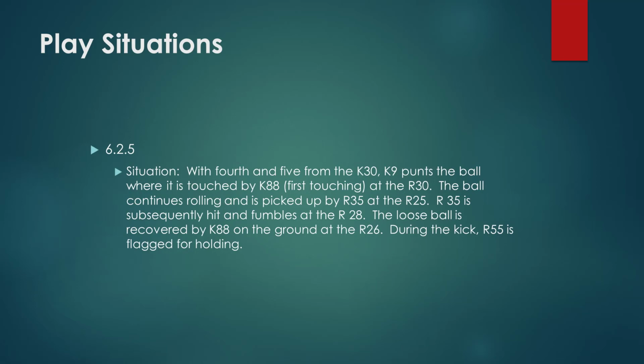6-2-5 situation with 4th and 5 from the K30, K9 punts the ball where it is touched by K88, which is first touching at the R30. The ball continues rolling and is picked up by R35 at the R25. R35 is subsequently hit and fumbles at the R28. The loose ball is recovered by K88 on the ground at the R26. During the kick, R55 is flagged for holding.